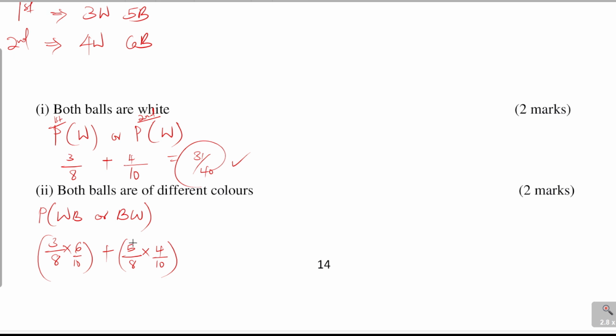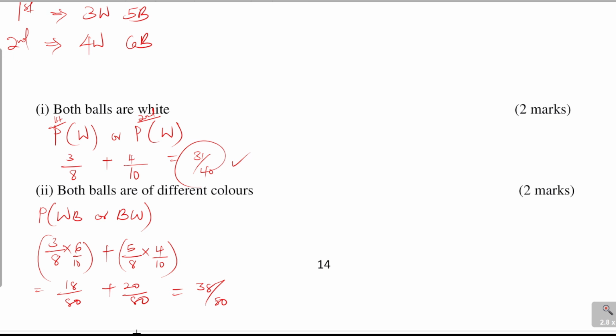Both balls are of different color, so it is a white from the first bag and a blue from the second bag, or a blue from the first bag and a white from the second bag. So that is what you're supposed to do. So this will give 18 divided by 80 plus 20 divided by 80. So we add these. So this will be 38 divided by 80.